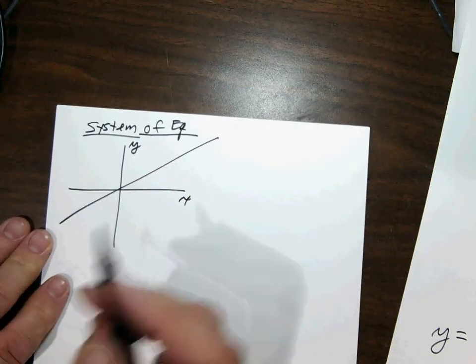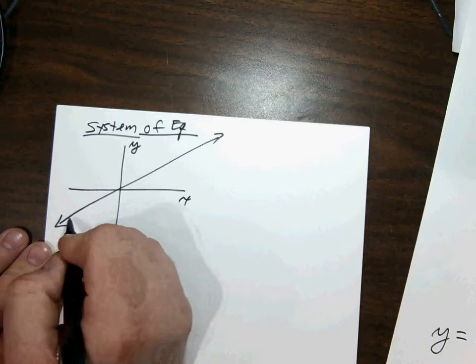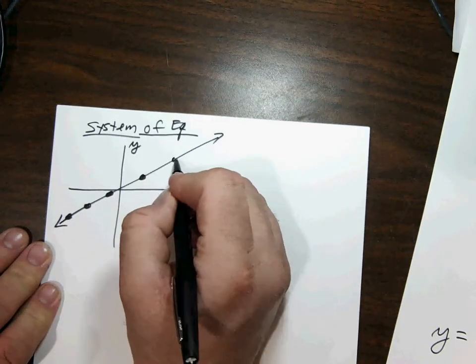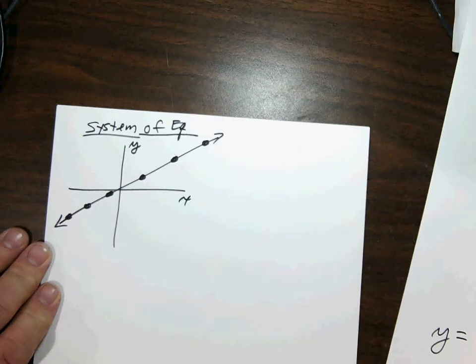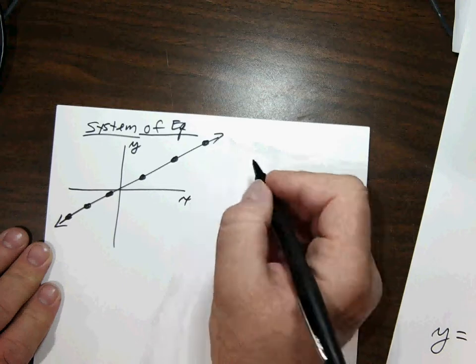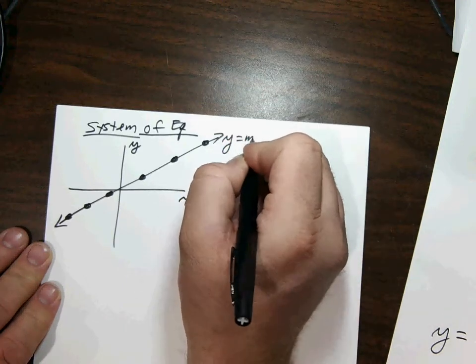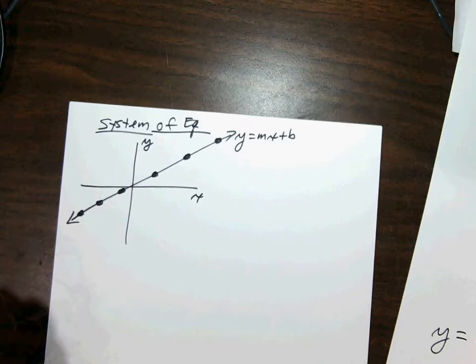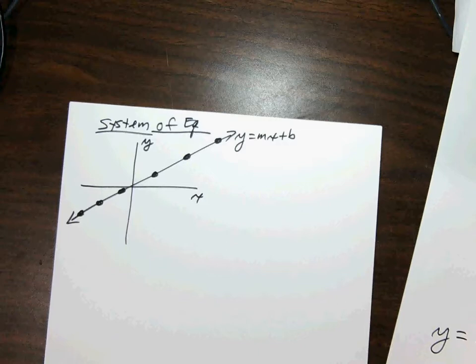Okay, there's my line. Off to infinity, off to infinity. It's got all these points on it. Every one of these points has some kind of x comma y that goes with it. And every one of those points works in that equation, whatever this equation is, right? Whatever it is, some y equals mx plus b. Okay, there's that equation. Well, now we're going to have a second equation.